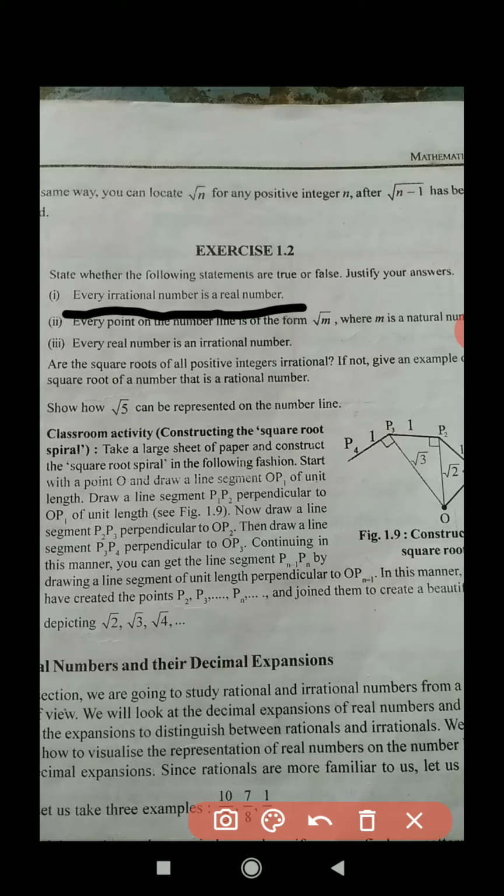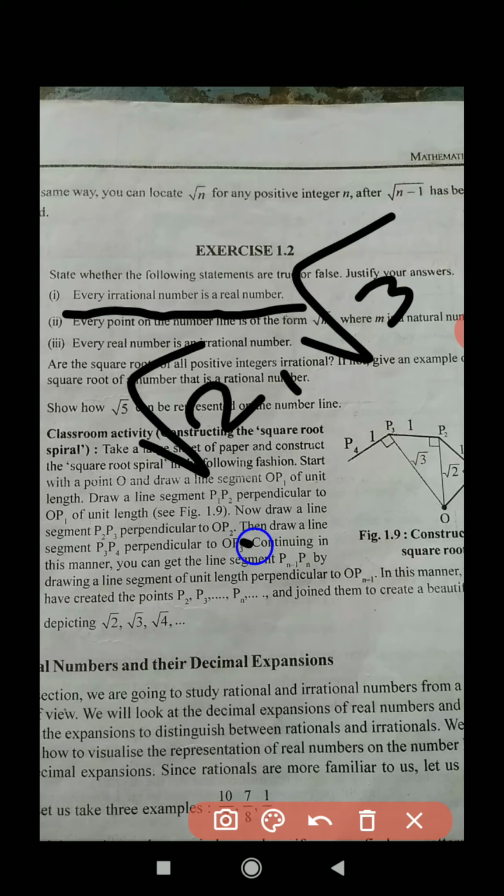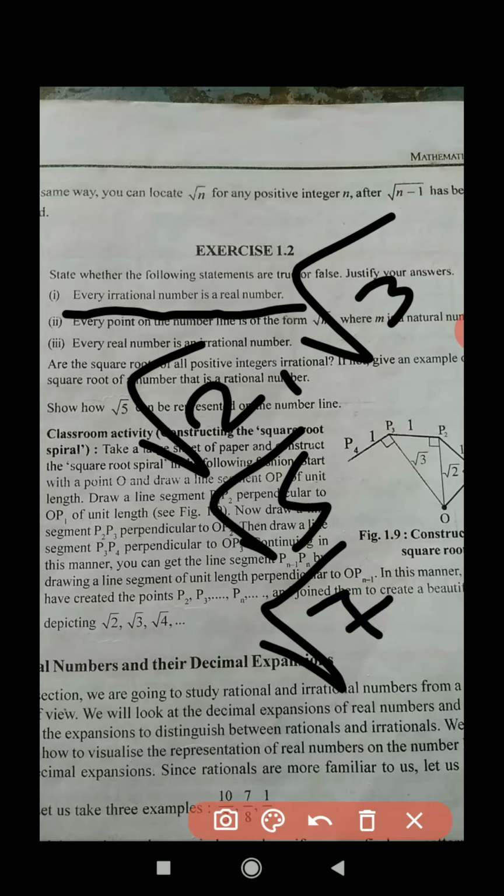So is every irrational number called a real number? The answer is true. Every irrational number is called a real number. Every irrational number means what? Root 2, root 3, root 5, root 7. Every irrational number is called a real number, because real number means all the numbers. It includes natural numbers, integers, whole numbers, positive integers, rational numbers, irrational numbers. The collection of all the numbers is called real number.